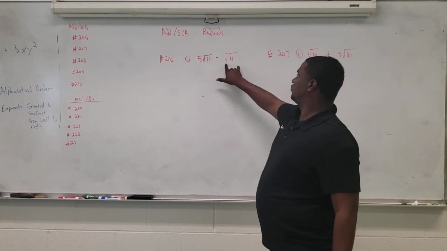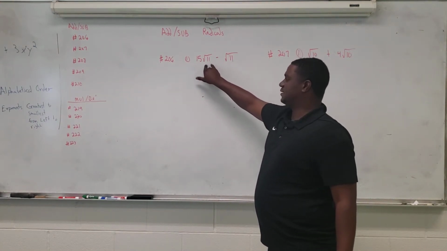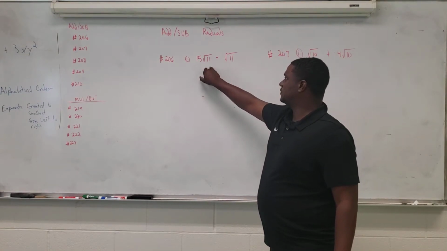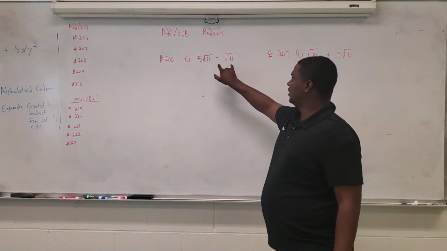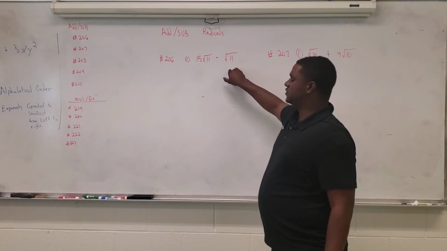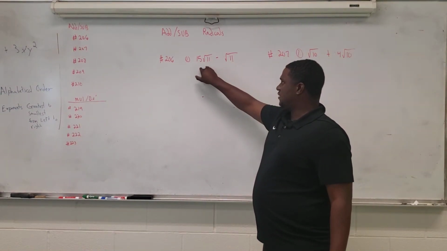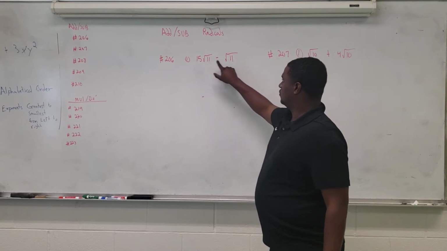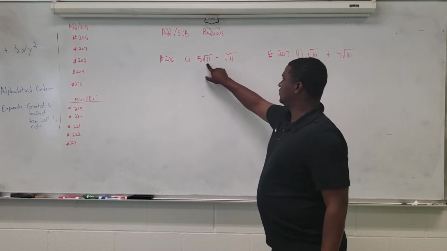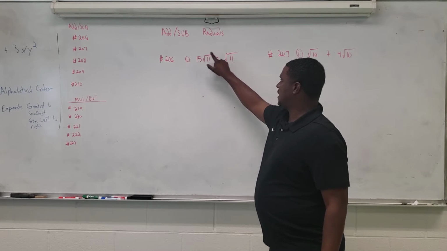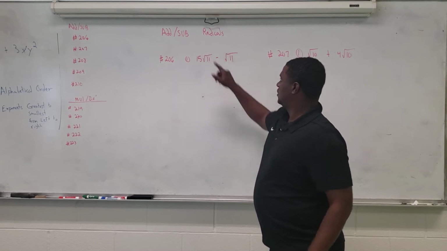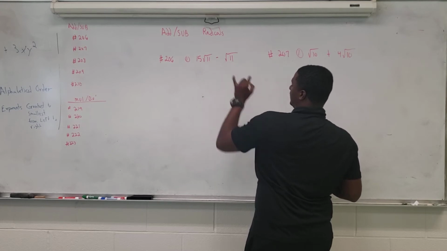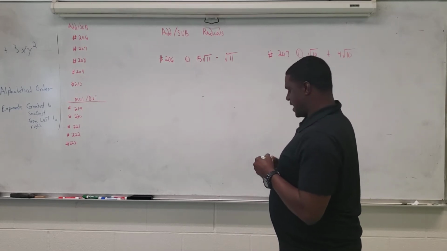Okay, we can treat these radicals like variables, right? We combine like terms. You gotta have the same variables to combine like terms. Same way with radicals. To add and subtract radicals, you have to have the same radicals. They gotta be the same. This is the square root of 11, right? So we can combine this.